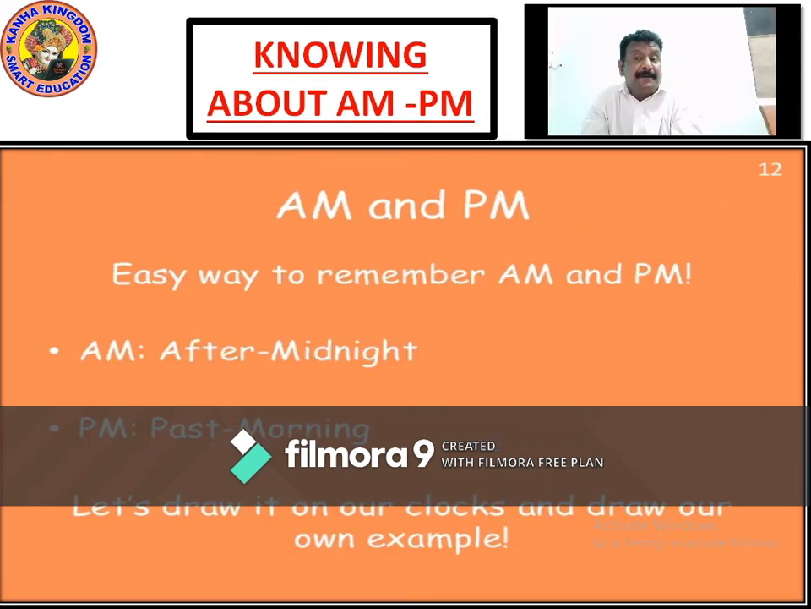Now, knowing about AM and PM, we have understood what is AM and what is PM. Easy way to remember AM and PM. AM: after midnight, 12 o'clock. We write AM after 12. After midnight. PM: past morning. For PM, just remember it as past morning.